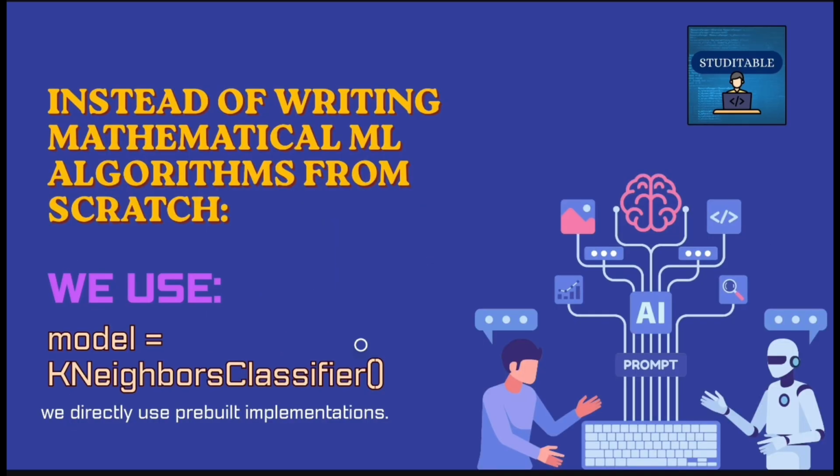Okay, so moving on to the next slide. Instead of writing mathematical algorithms from scratch, in the program we use the line model = KNeighborsClassifier. This is a KNN algorithm, or the K nearest neighbor algorithm of supervised learning, that predicts based on the nearest or similar data points existing very close to each other. So instead of writing mathematical algorithms from scratch, we use the implementations directly by writing model = the model name, and the pre-built implementations are there in scikit-learn. We use that directly with the name of the model.